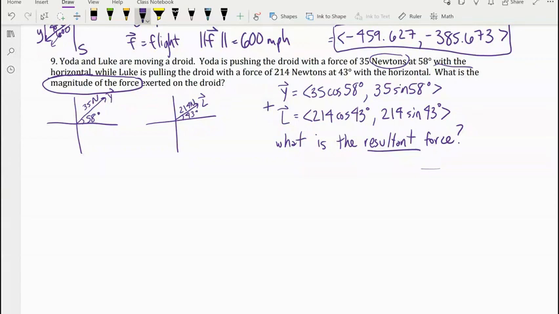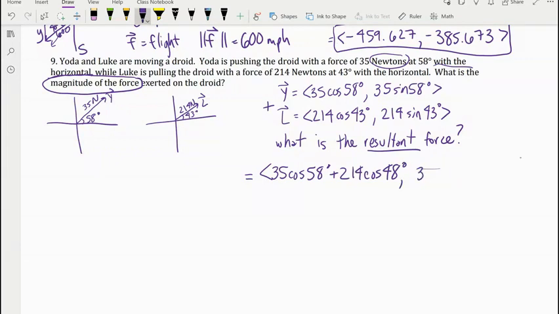Okay, so then what do I plug into my calculator? In order to add your components, I'm going to do the x components first. So 35 cosine 58, let's do this on my calculator. I'll actually write it down here: 35 cosine 58 plus 214 cosine 43. So that's the x component.